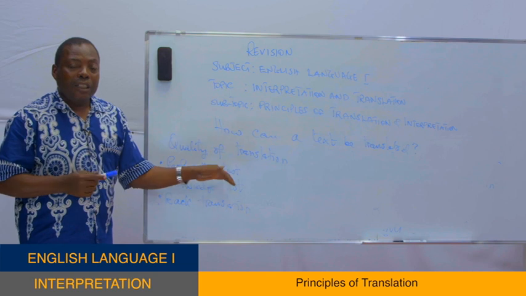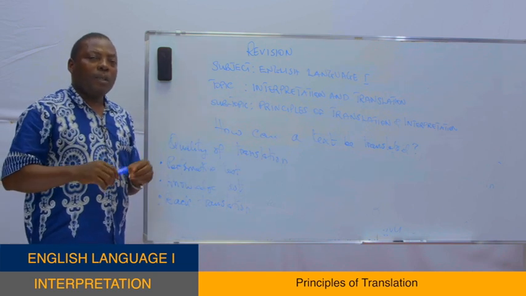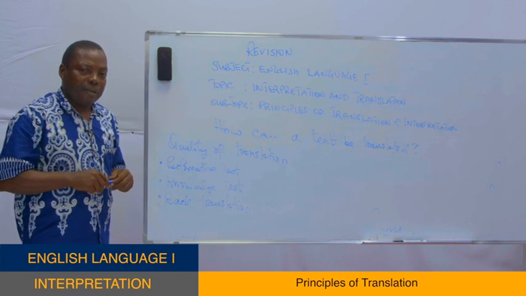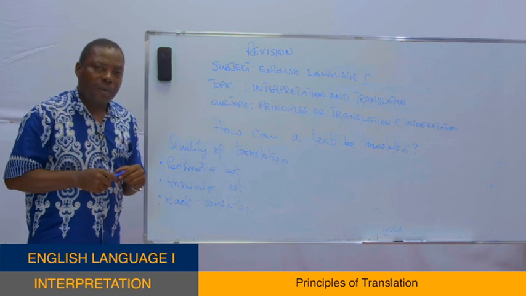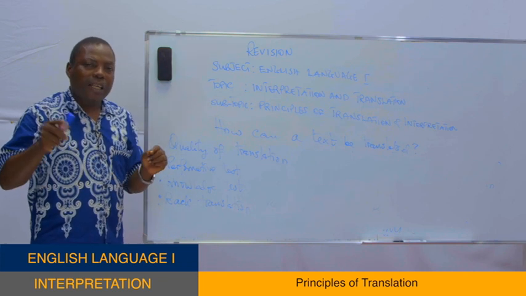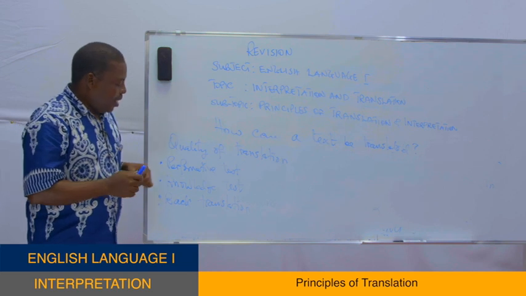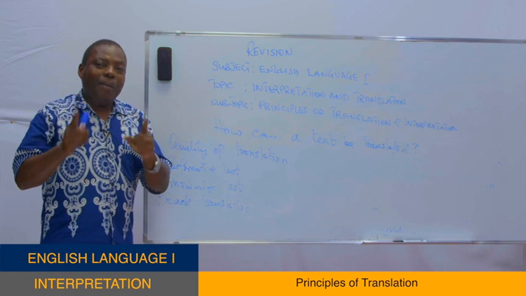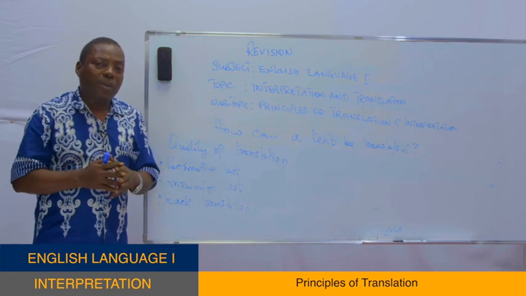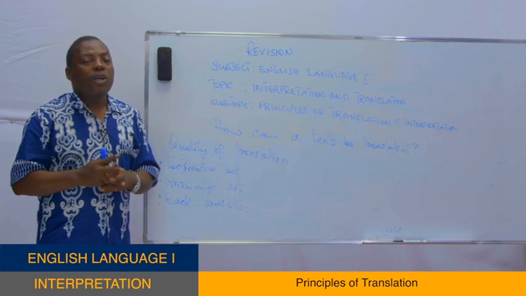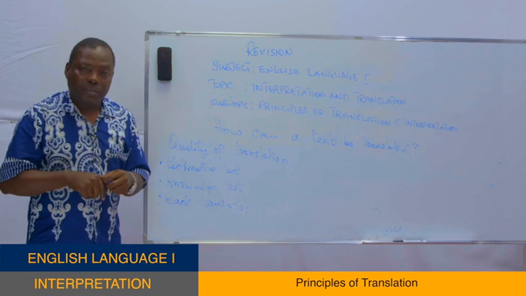Performative test has to do with asking people to perform the same activity by using two different languages, the source language and the target language. And if you find they have performed the same activity despite being asked using two different languages, then you qualify that translation, say it is of high quality.